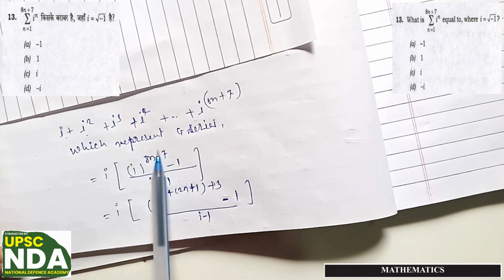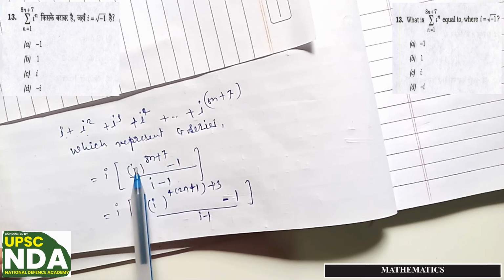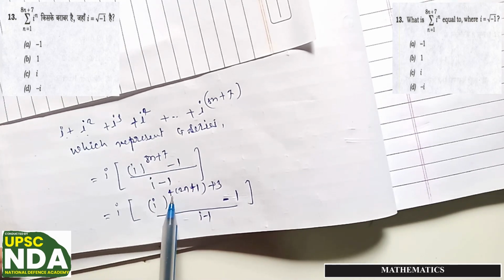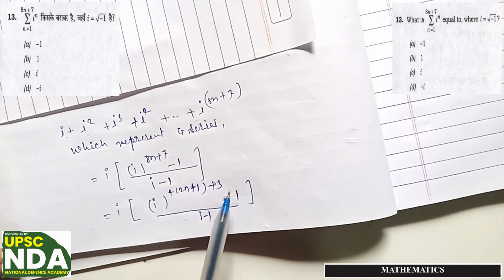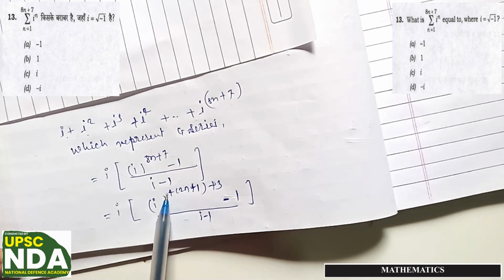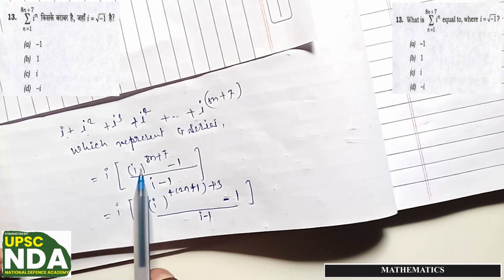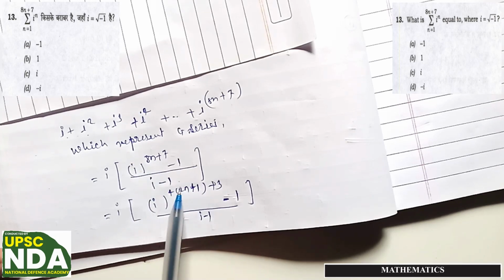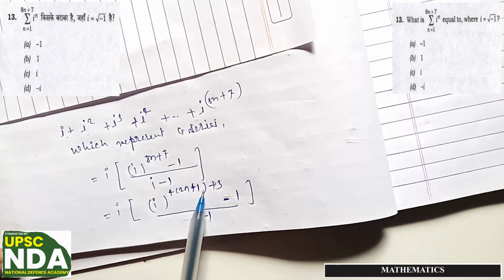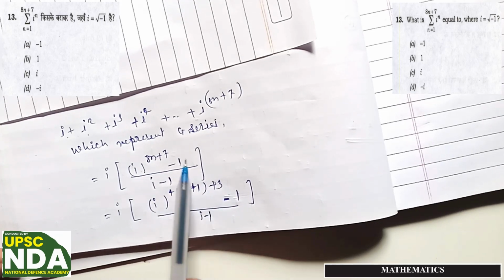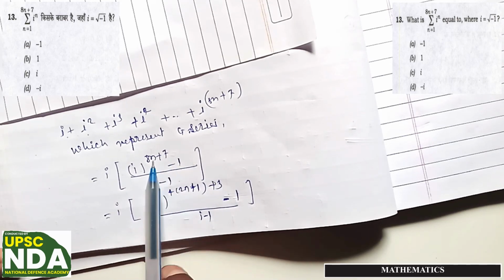So we have to figure out the nth power of i. I have written i raised to 8n plus 7 as 4 into (2n plus 1) plus 3. Because we know that i raised to 4 into n plus r can be written as i raised to r. That means the term i raised to 4n plus 1 always gives the value 1. Here I have written 4 into 2n, that is 8n, plus 1, plus 3, which is 4 plus 3, coming to 7. So this is the power for this.